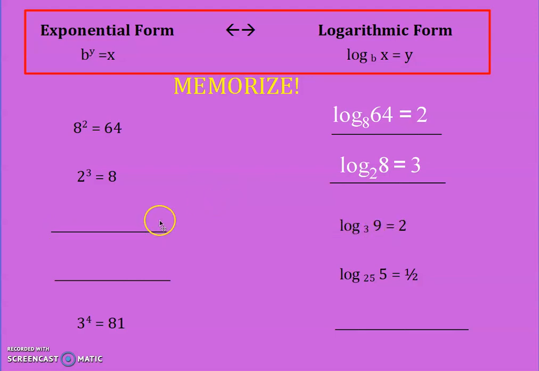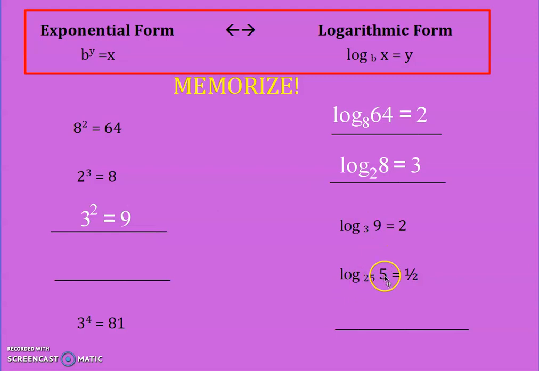All right, the next one is log base 3 of 9 equals 2. We're taking logarithmic form back to exponential. So what's our base? 3. Raise it to what power? 2. Set it equal to the 9. I always like going from logarithmic to exponential form because you can check your answer. What is 3 squared? It equals 9, so you know it's correct.